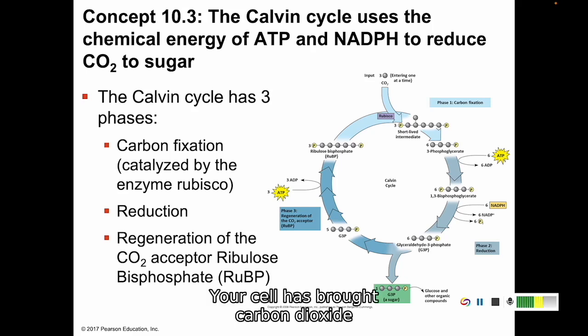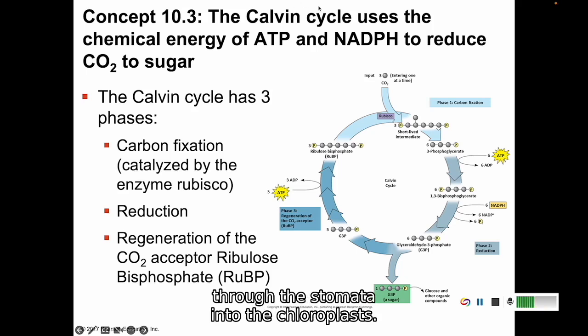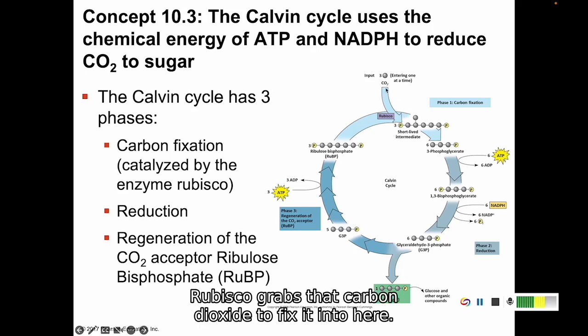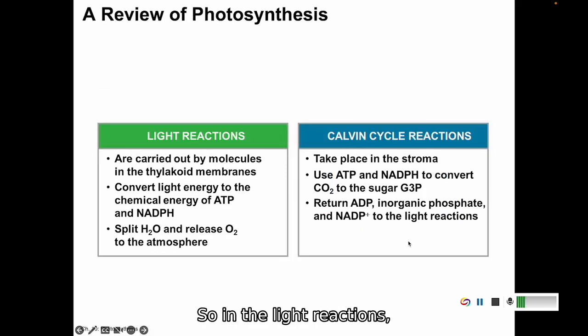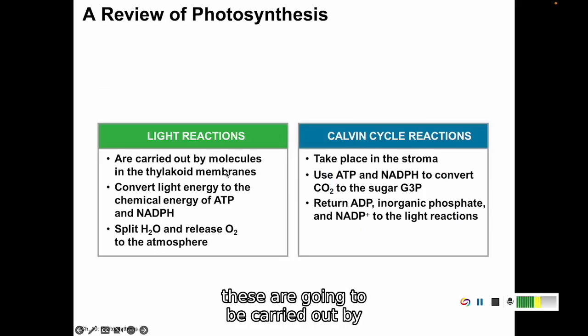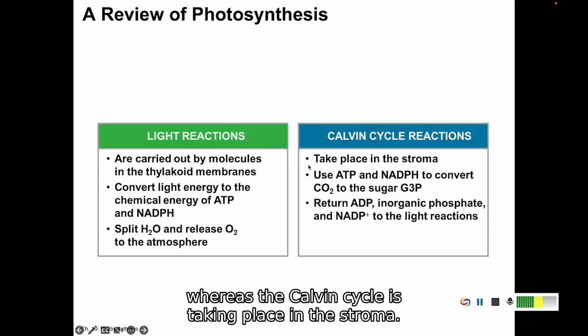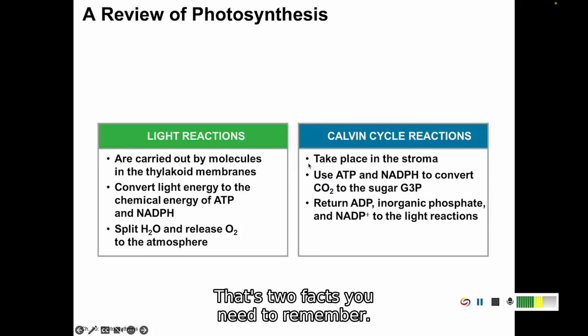Your cell has brought carbon dioxide through the stomata into the chloroplast. Rubisco grabs that carbon dioxide to fix it into here. So the light reactions are going to be carried out by molecules in thylakoid membranes, whereas the Calvin cycle is taking place in the stroma. That's two facts you need to remember.